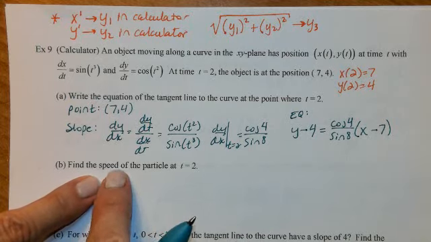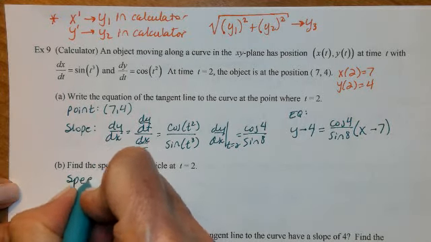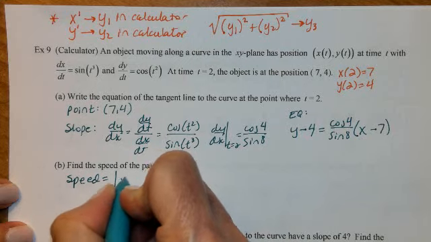Speed. Speed of the particle at time 2. You need to know that the speed is the magnitude of velocity.